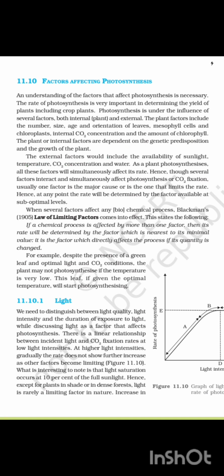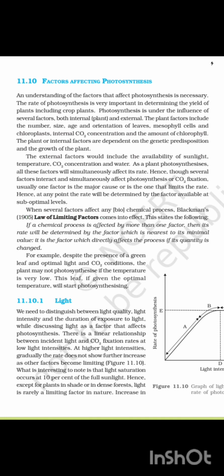The external factors would include the availability of sunlight, temperature, carbon dioxide concentration, and water. As a plant photosynthesizes, all these factors will simultaneously affect its rate. Hence, though several factors interact and simultaneously affect photosynthesis or carbon dioxide fixation, usually one factor is the major cause or is the one that limits the rate. Hence, at any point, the rate will be determined by the factor available at suboptimal levels.